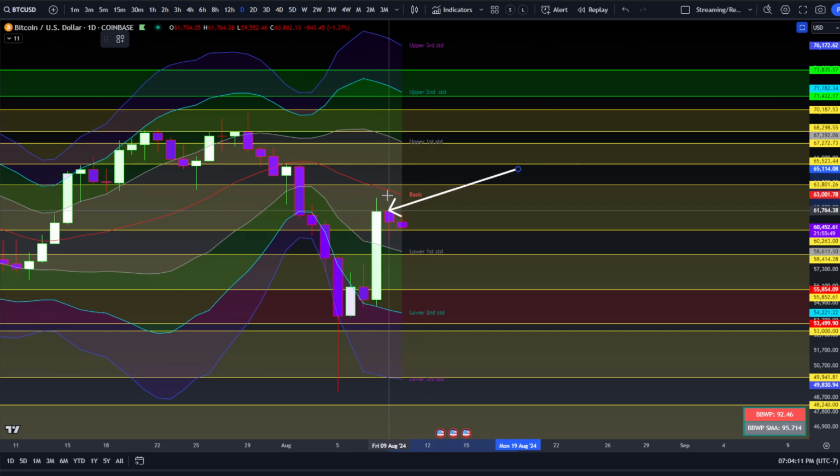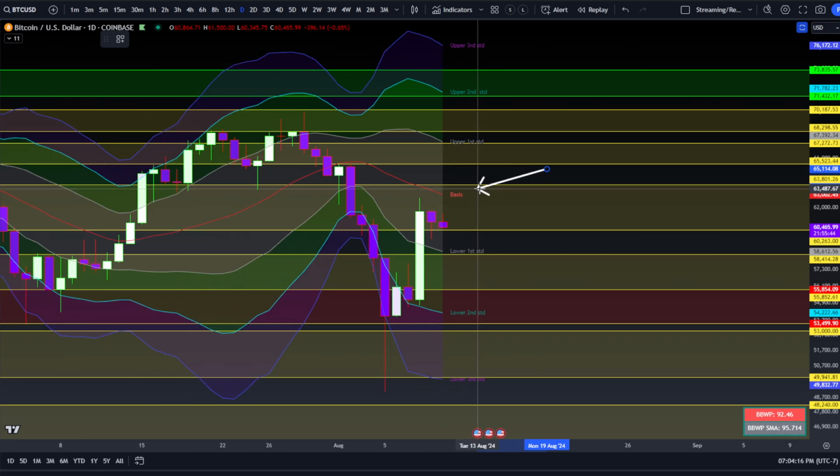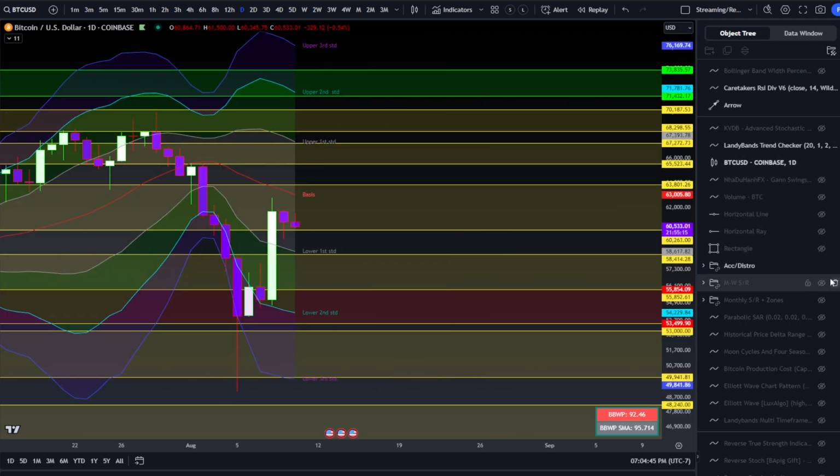In this case, as long as it's in this zone, 63.8 is the overhead resistance within the zone, just above the basis band. If we start to see it close above there, then guess where we're looking? We're looking right up here to 65.5 to 67.272, and that just so happens to be the upper first standard deviation. Of course, close above there, we've got 68 to 70,200 or so, right around the top here. And then above there, it's the run the high zone by the upper second standard deviation. So these things typically do line up with each other over time.